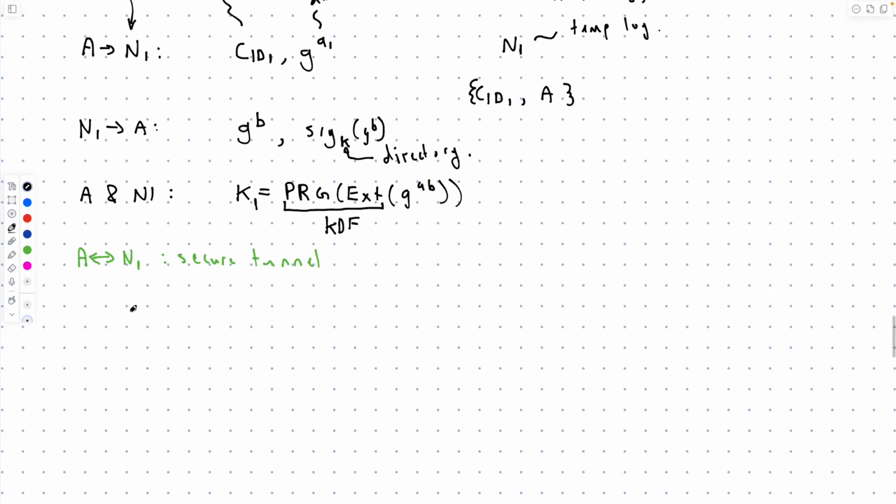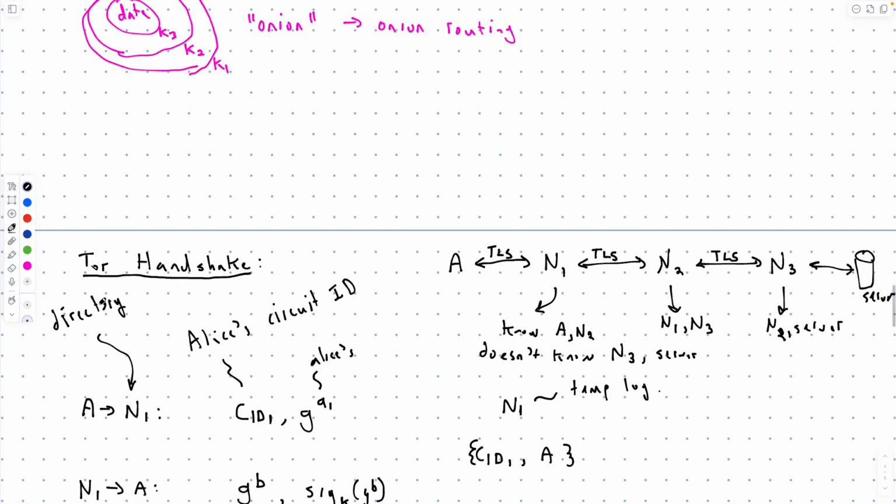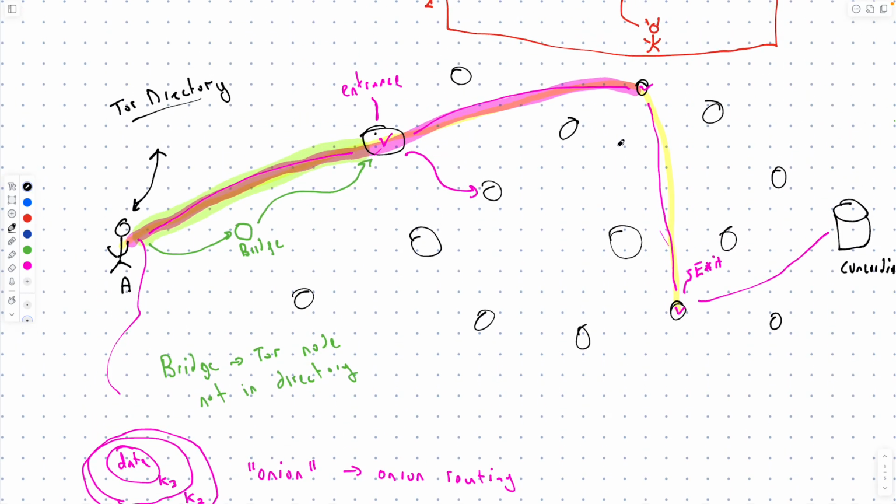Okay, now we want to go to N2. Is Alice directly connected to N2? No. So she has to go through N1. Can N1 know who N2 is? Yes. It can, because it needs to know where to forward the information to. If Alice establishes a secure key between herself and N2, should N1 know what that key is? No. So we're okay for N1 to know that she's establishing a key with N2, but we want it so that N1 doesn't know what that key is.